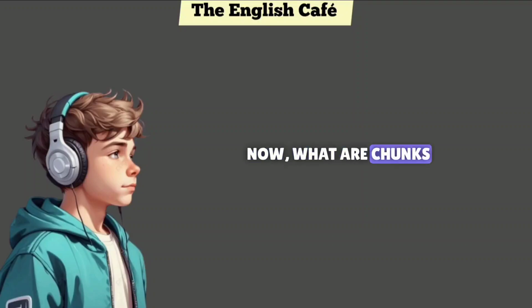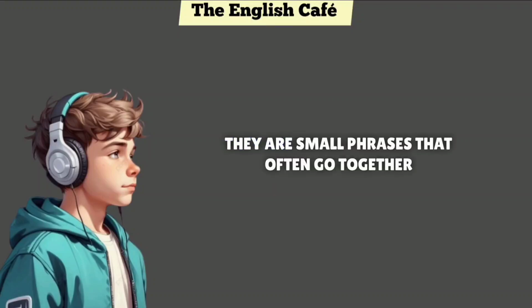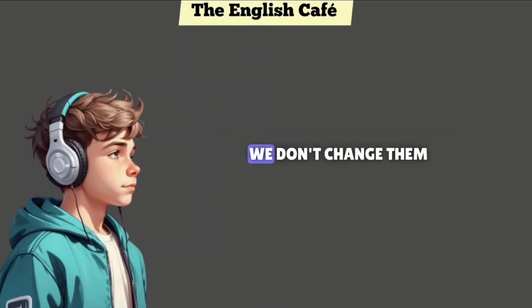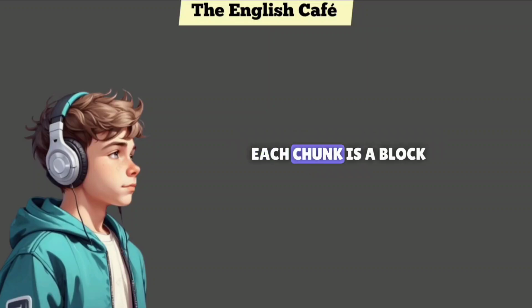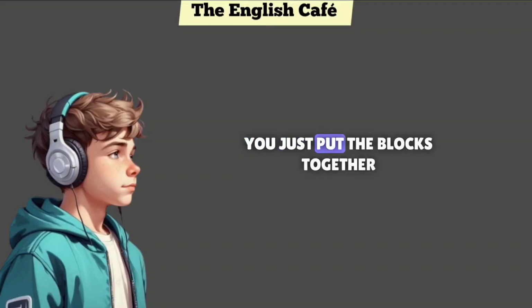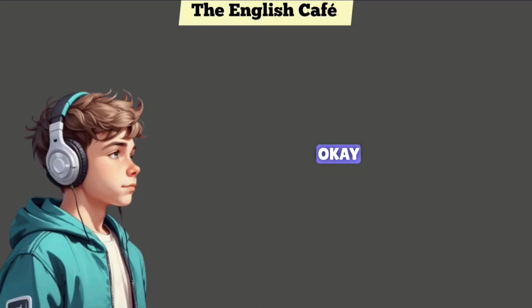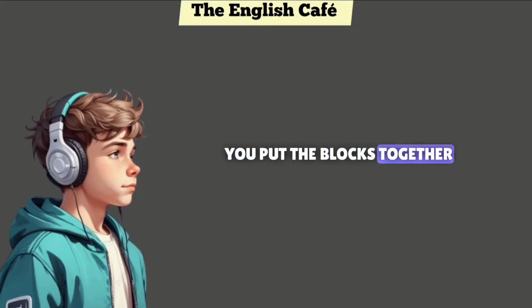Now, what are chunks? Chunks are groups of words. They are small phrases that often go together. We don't change them. We don't build them from zero. We just use them as they are. Think of chunks like Lego blocks. Each chunk is a block. And when you speak, you just put the blocks together.